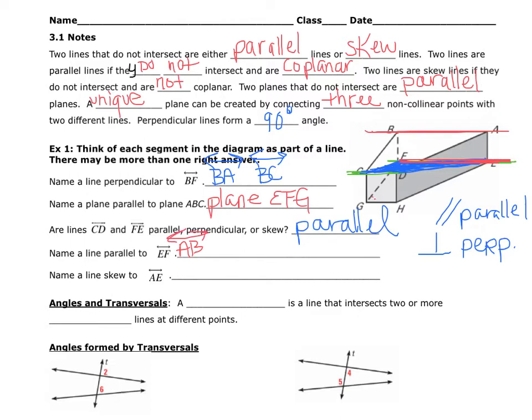You have a bunch of examples here. You could also say GH is parallel. And you could also say, like what we just said in the one before, CD is parallel.